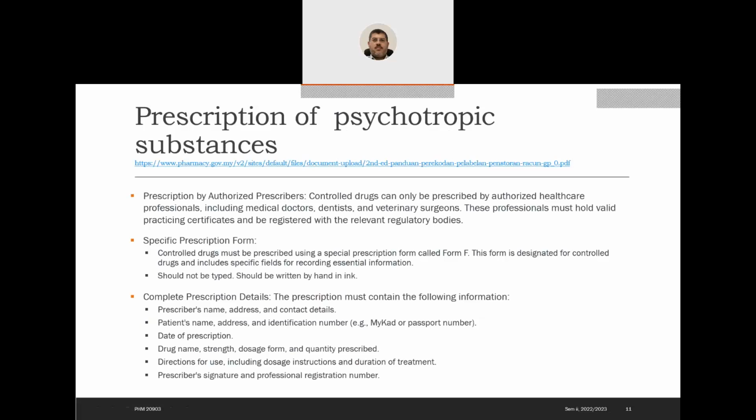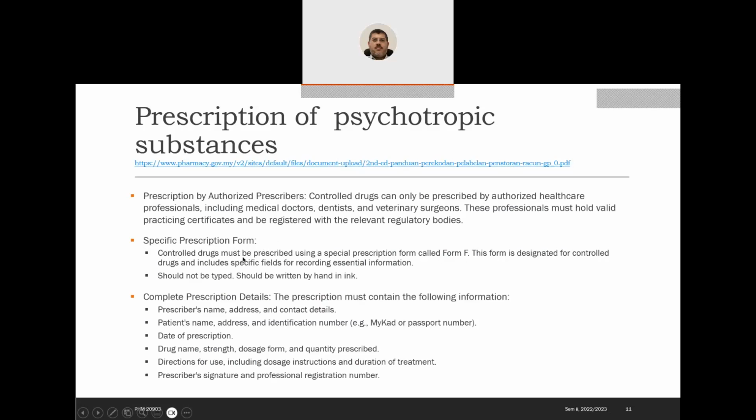In Malaysia, the most common term used is psychotropic substances, and they should be prescribed by authorized healthcare professionals, including medical doctors, dentists, and veterinary surgeons. These professionals must hold a practicing certificate and be registered with the relevant regulatory bodies. They should be written on a specific prescription form. Okay, you cannot get it on a normal prescription, but it should be a specific form.